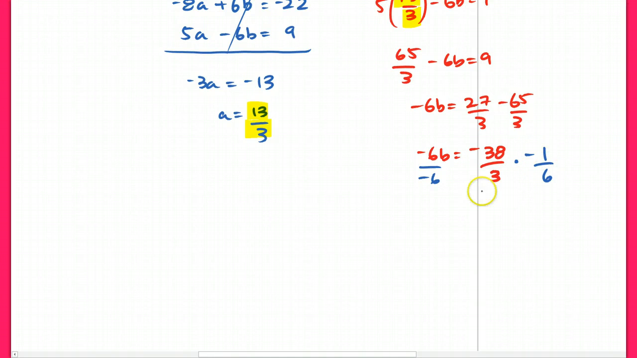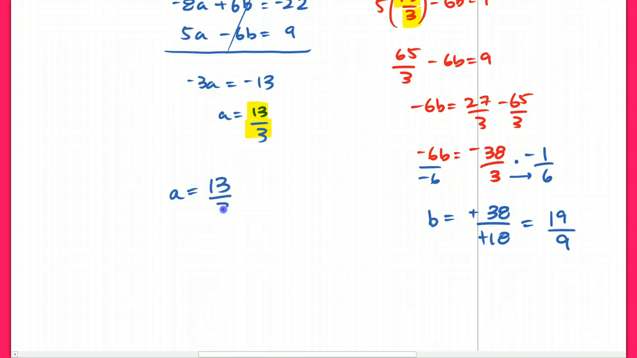So when I multiply across in those fractions, I get negative 38 thirds times negative 1/6, which is negative 18 on the bottom too, but it's going to be a positive overall, 38/18, because I just multiply across. So this is going to simplify now to 19/9. So positive 19/9. Just to recap, I have a equaling 13 thirds and b equaling 19/9.